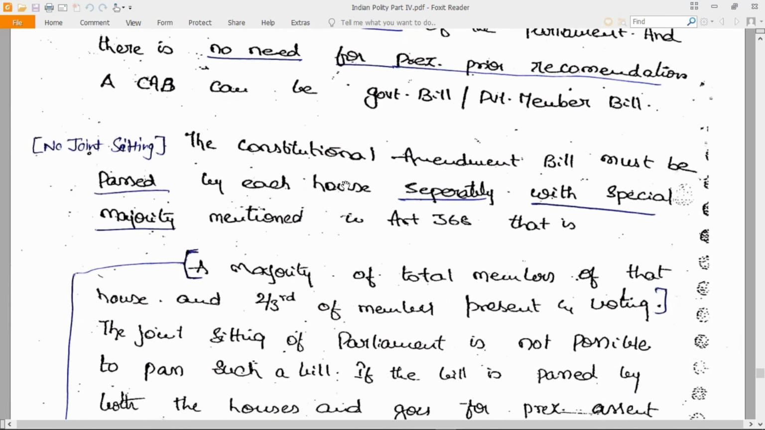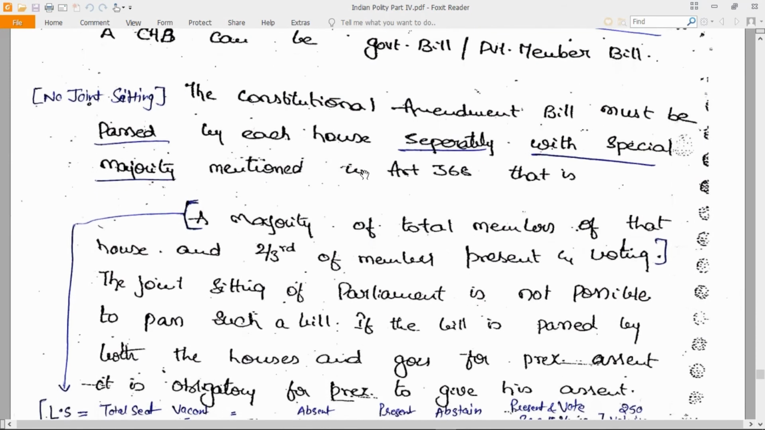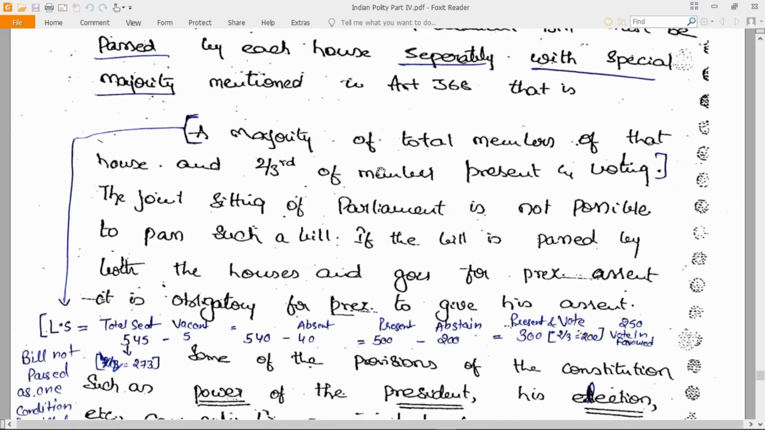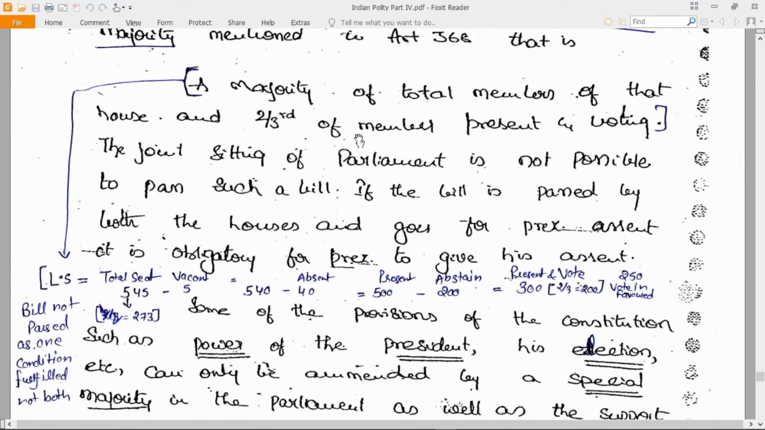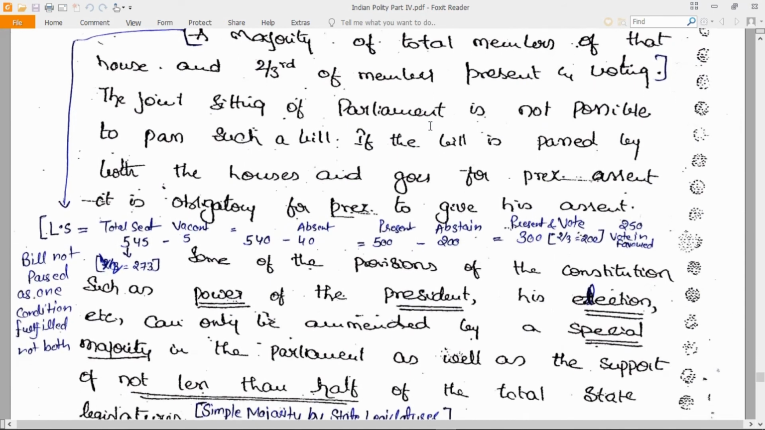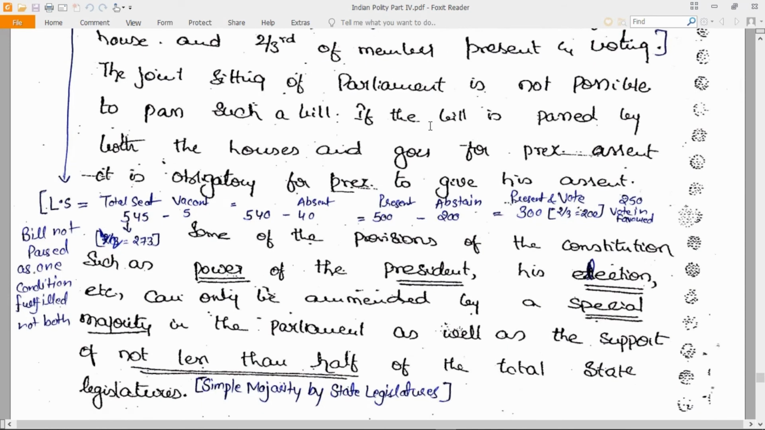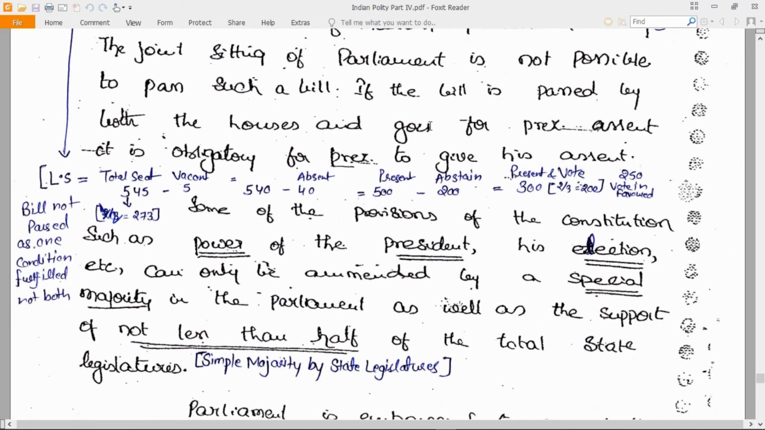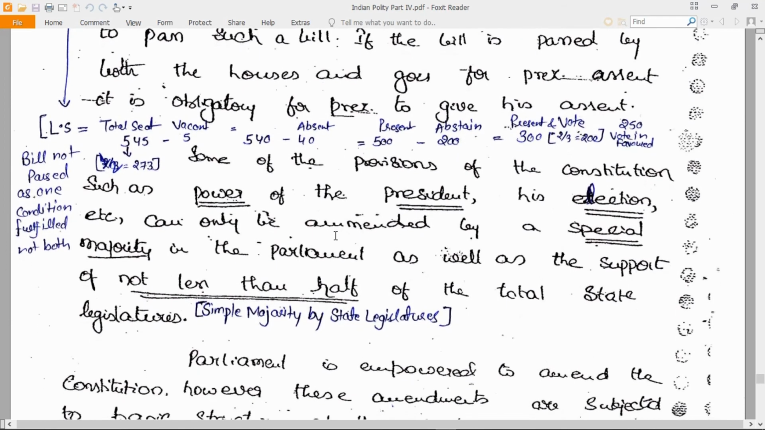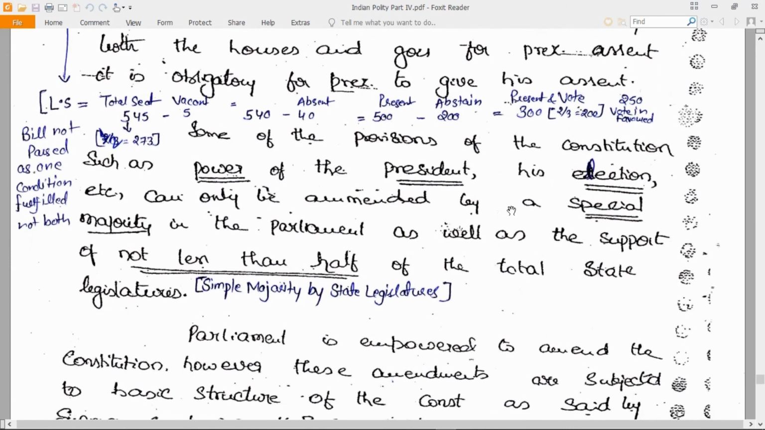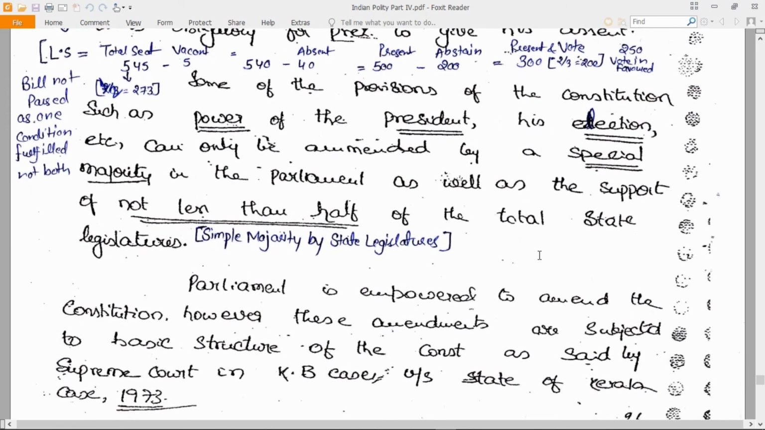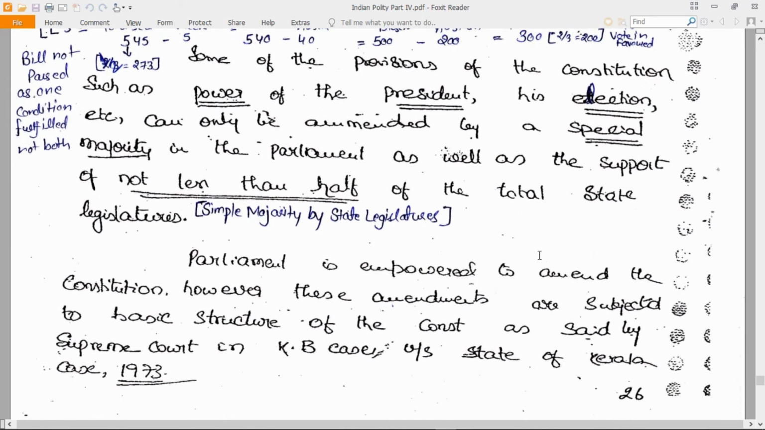No joint sitting. The Constitutional Amendment Bill must be passed by each House separately with the special majority mentioned in Article 368. That is, a majority of the total members of that House and two-thirds of the members present and voting. The joint sitting of the Parliament is not possible for such a bill. If the bill is passed by both the Houses and goes for the President's assent, it is obligatory for the President to give his assent. Now, some provisions of the Constitution, such as the power of the President, his election, etc., can only be amended by a special majority of Parliament as well as the support of not less than half of the total state legislatures.